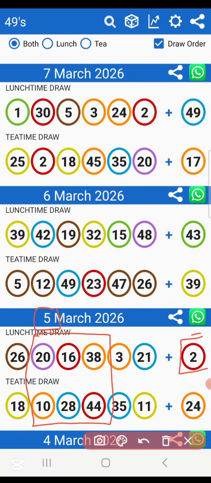When you add up the first six numbers, the ones in this box, you come up with a total of 156. Then if you add 2, which is the bonus from the previous lunchtime draw, you come up with a total of 158. So 158 is our code.